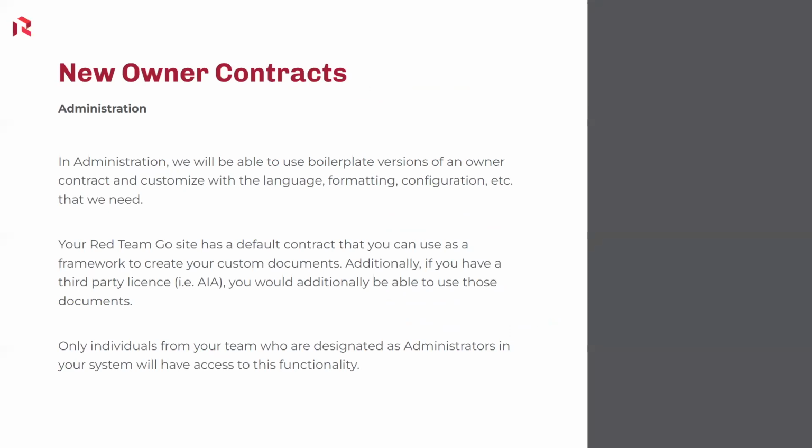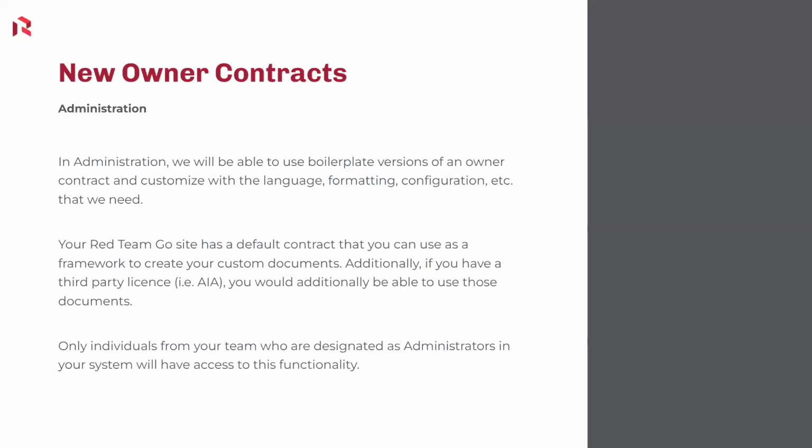In administration, we're going to have kind of a foundation document, a boilerplate version of an owner contract that's available for you to customize, so you don't have to build the entire contract from scratch. You can customize all kinds of things, whether it's formatting or the arrangement of the different sections in the contract, or even just the language within the document itself. Also, if you have a third-party license such as IA or AIA or Consensus Docs, anything along those lines, you'll be able to use those as well.